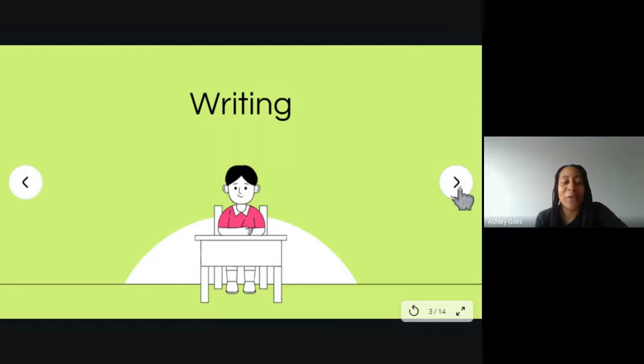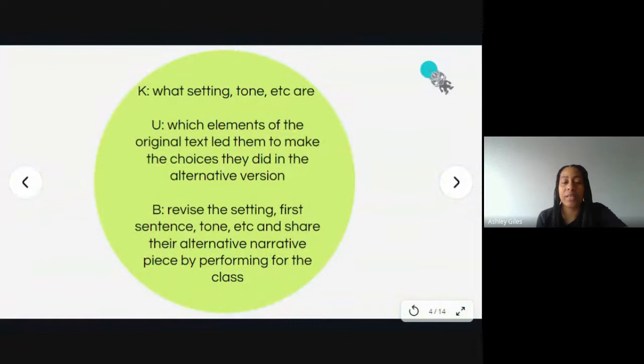Right, absolutely. So for this lesson, it starts off with the writing component. Really, there's 2 writing components for this lesson, but it kind of skips around. So for the first portion, which is a short portion, the students will know what setting, tone, etc. are. They will understand which elements of the original text led them to make the choices they did in their alternative versions. And they will be able to revise the setting, first sentence, tone, etc., and share their alternative narrative piece by performing for the class.